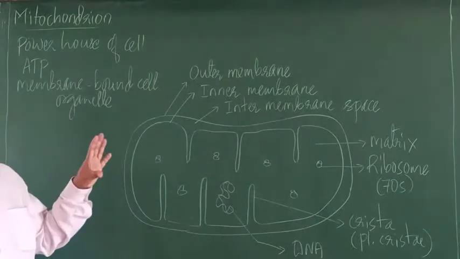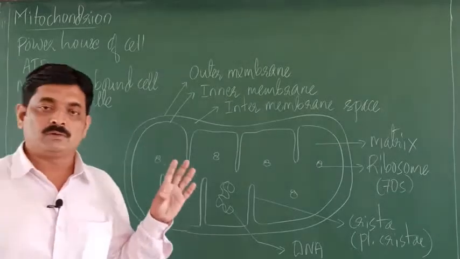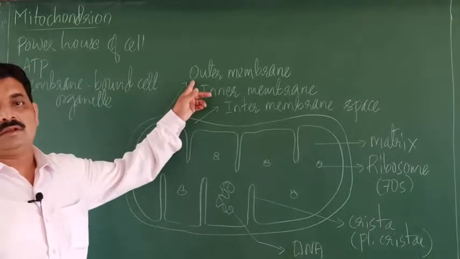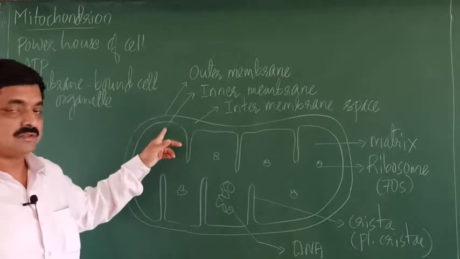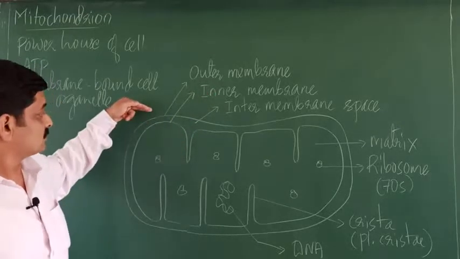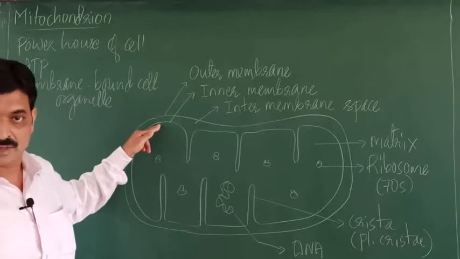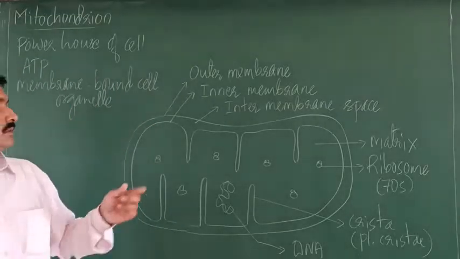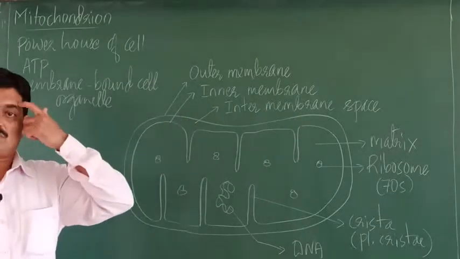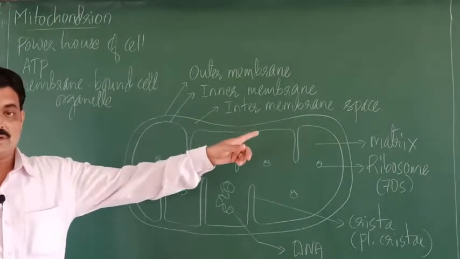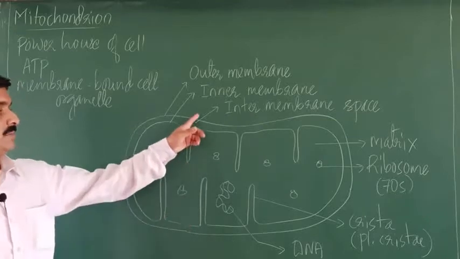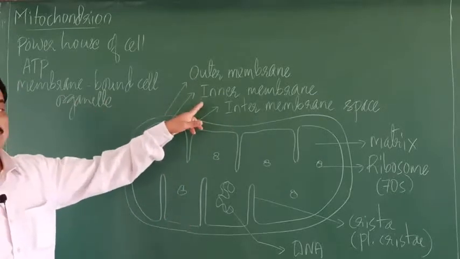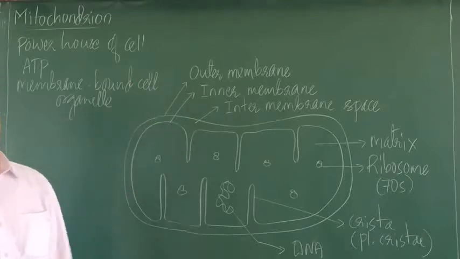So mitochondria is a membrane bound cell organelle. So it is having outer membrane and inner membrane. So this is the outer and this is the inner membrane. Between the outer and inner membrane there is a space that is called intermembrane space. So intermembrane space is the space between the outer and inner membranes.